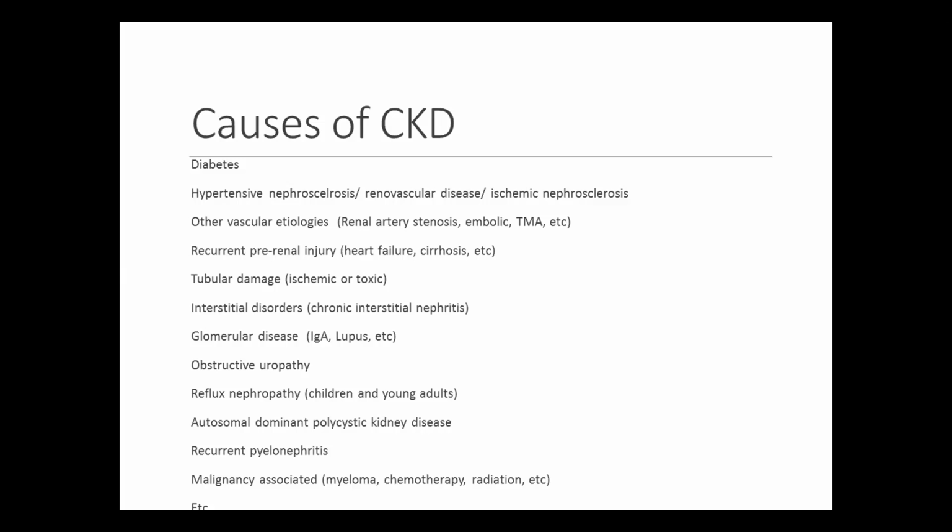It's important to identify the cause of chronic kidney disease because it has implications on the management of CKD, as well as the risk of progression depending on what the etiology is. And it also has implications on other complications that can arise. For example, people with polycystic kidney disease can have complications of liver cysts, heart disease, etc.